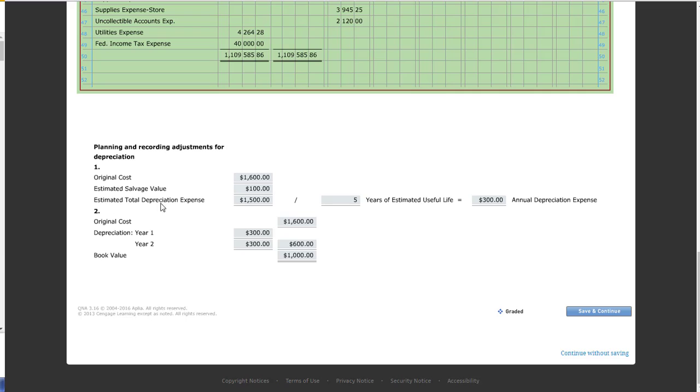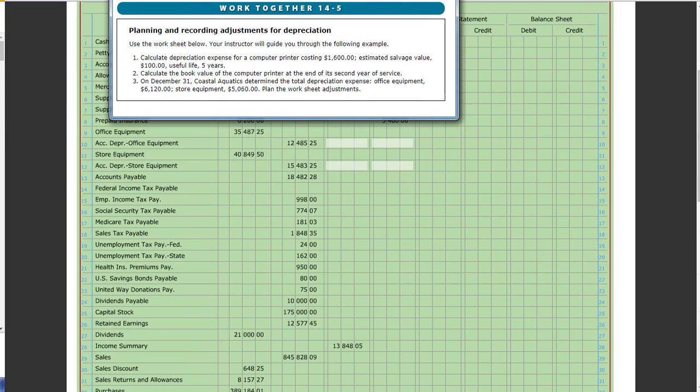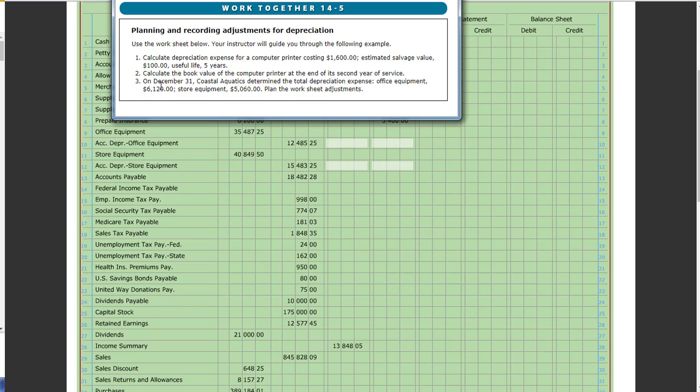Now, that is only one portion of 14.5. The other thing we have to do is go through and record our depreciation. So to do our depreciation, now we're looking at number 3. It said Coastal Aquatics determined the total depreciation expense for office equipment of $6,120. Now, here's what's going to happen. Every year, our total accumulated depreciation is going to grow and grow until we no longer have that asset, and then we take it off the books.